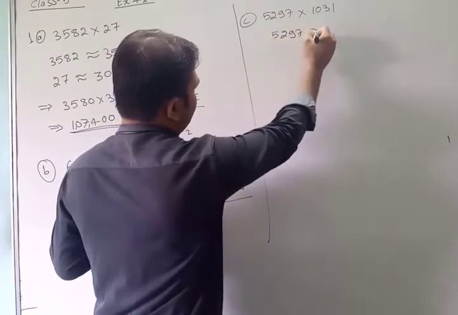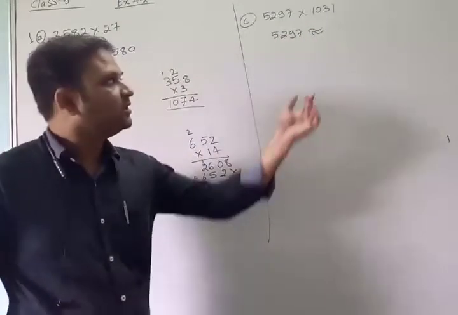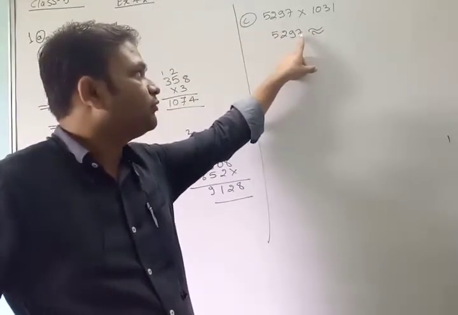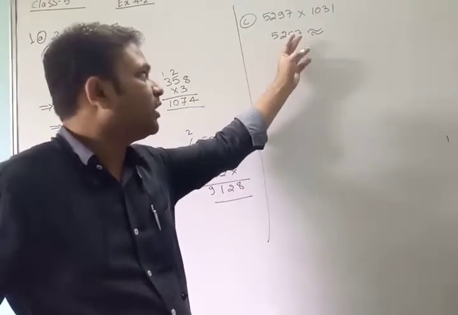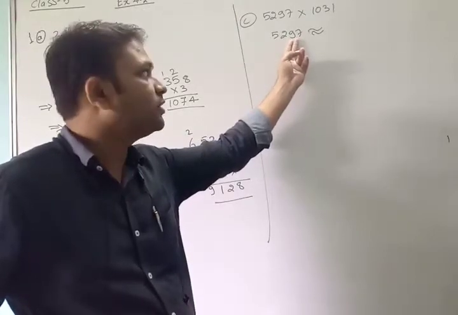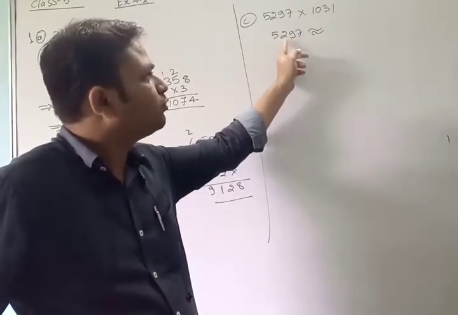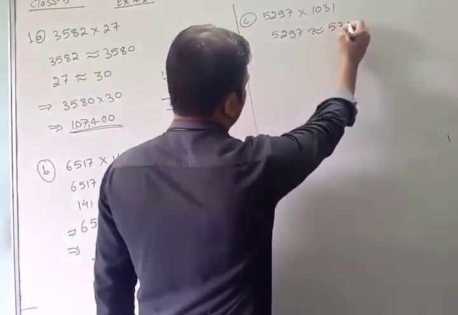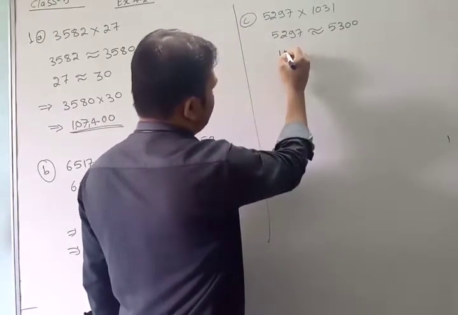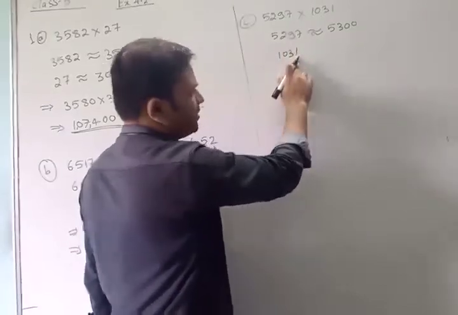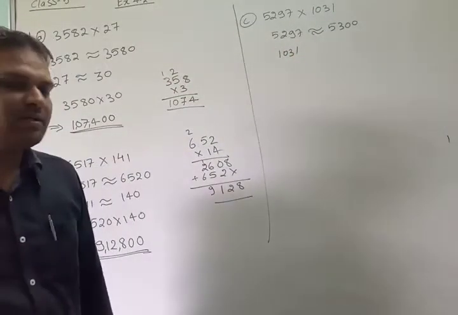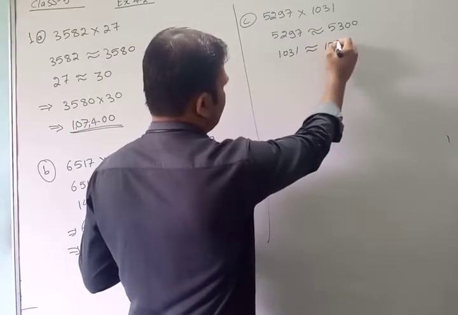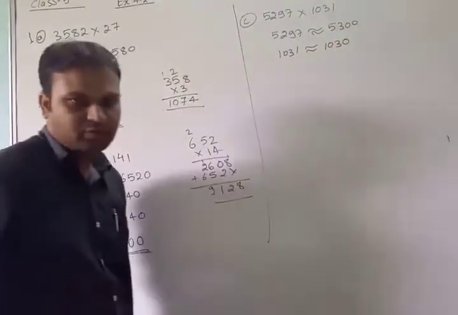5297 is nearer to... See, the last digit is 7, which means more than 5, so we have to increase the next digit. So 97 will go to the next digit, meaning 100. So 297 will become 300. So it will become 5300. And 1031: last digit is 1, which means it is less than 5, so it will just become 0. So it will become 1030.